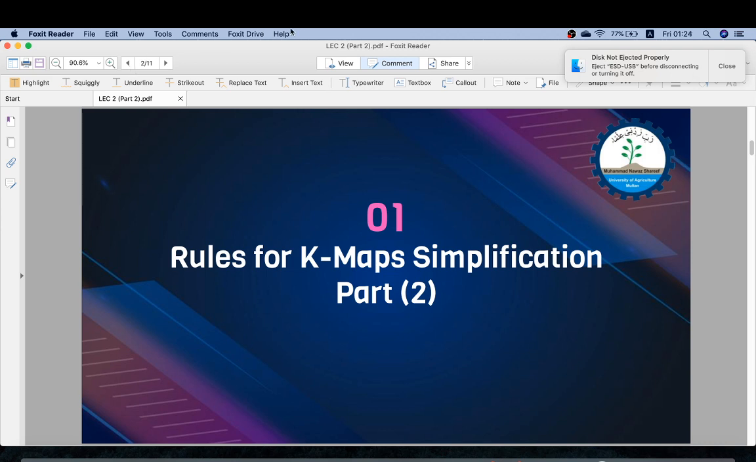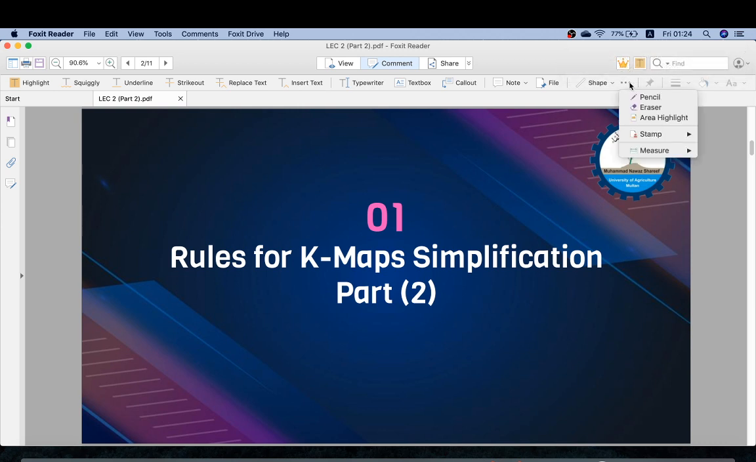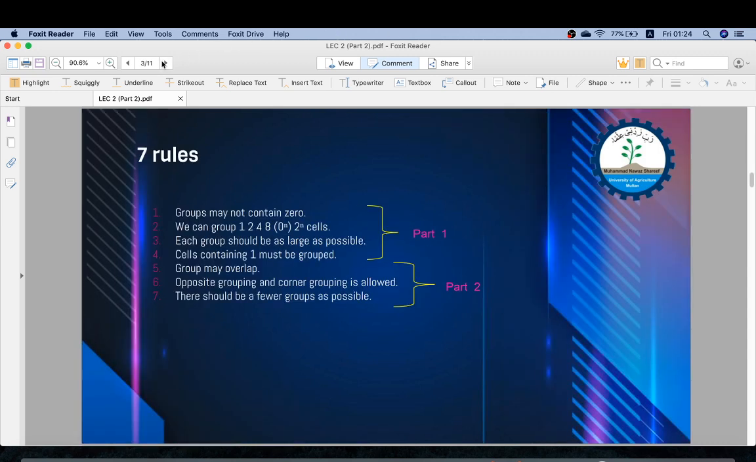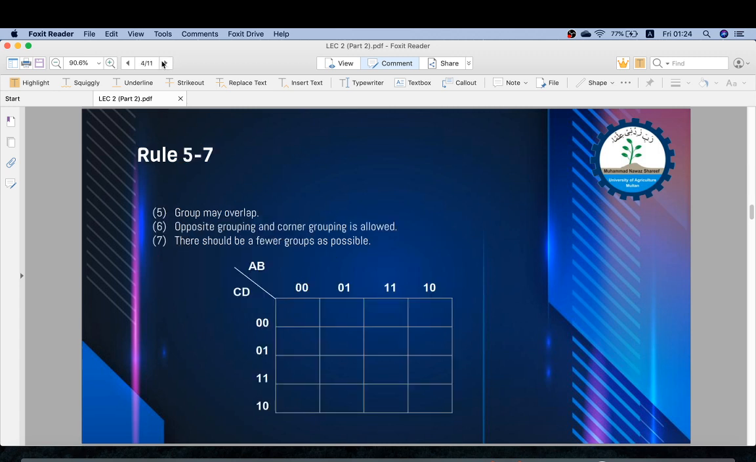In part 1 we studied the rules of K-map simplification, and the remaining rules we will study today in part 2. So there were 7 rules. We studied the first 4 rules in part 1, and the remaining 5, 6 and 7 we will study today.